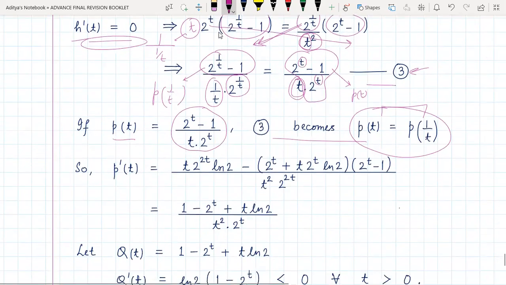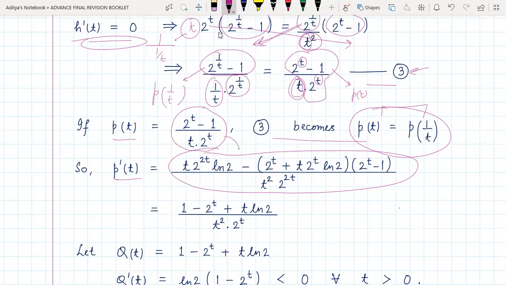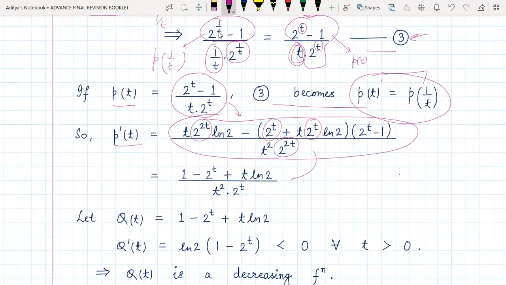Now if we find p prime t, it obviously comes out to be this quantity. I have just applied the quotient rule and nothing else. Applying the quotient rule, p prime t comes out to be this quantity, and then we can cancel out a few terms: 2 power t can come common and 2 power t can come common, and it can cancel out one of the 2 power t's from the denominator. On simplifying and rearranging, this is the expression for p prime t that we are getting.